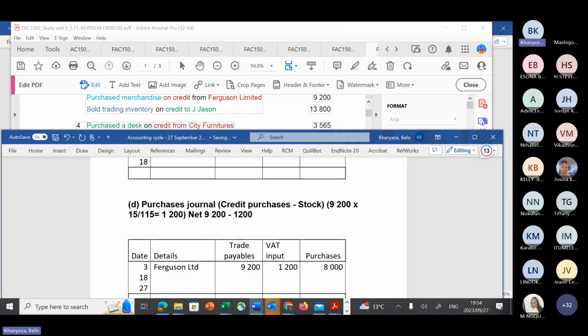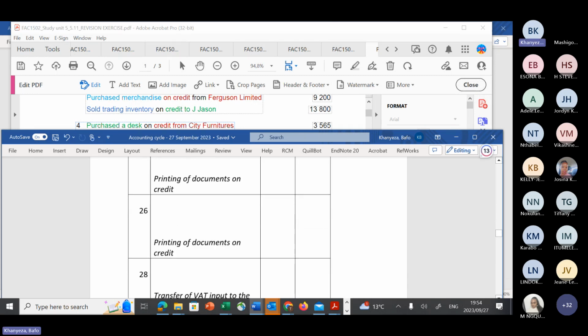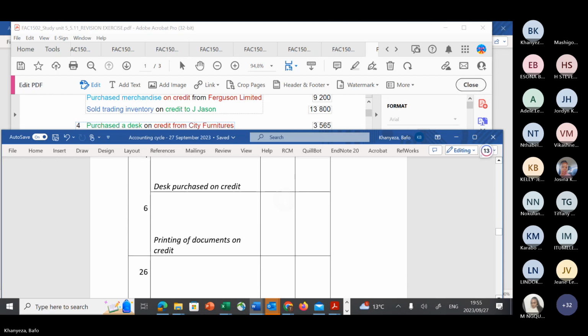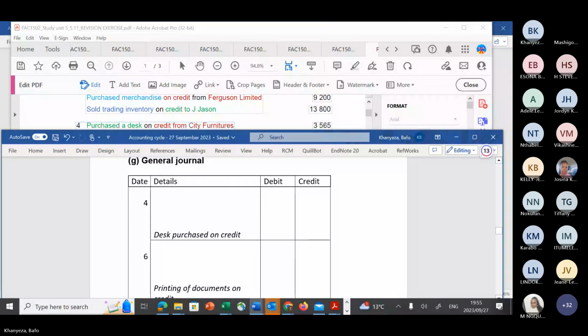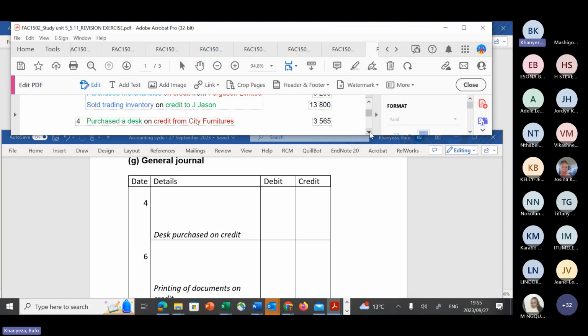Furniture is not stock. I'm not sure what they are selling here, maybe glassware, but furniture is not stock. So where does this go then? It goes to the general journal. That's where the desk they purchased on credit goes. It's more straightforward now, in debits and credits. So let's record this purchase.